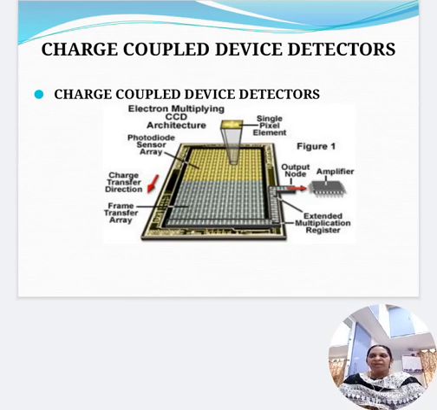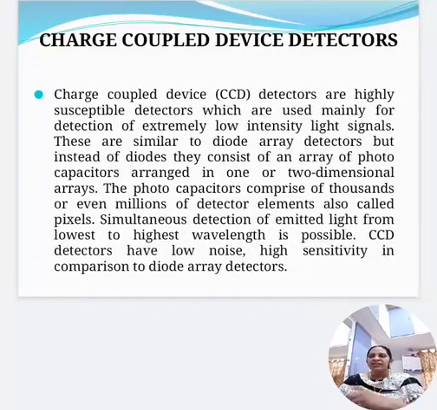We have a frame transfer array, from which an output node arises and the output is sent to the amplifier. We have an extended multiplication register, and we have the amplifier. We send the output to the amplifier. So these are the charge coupled devices.